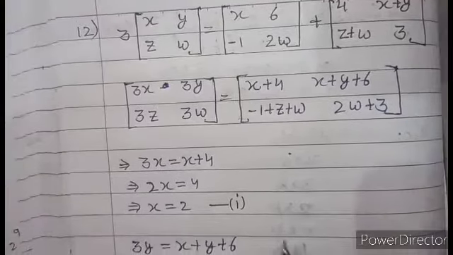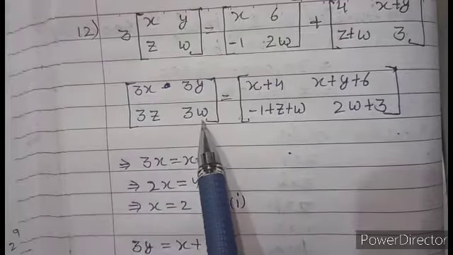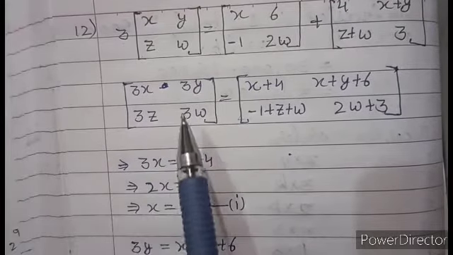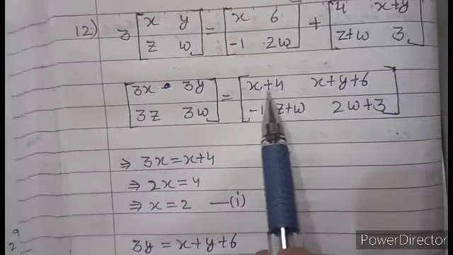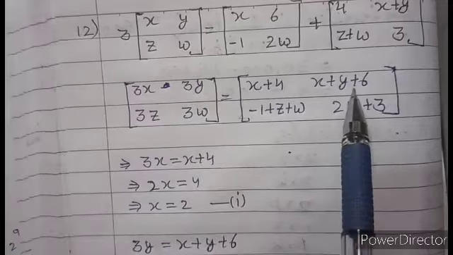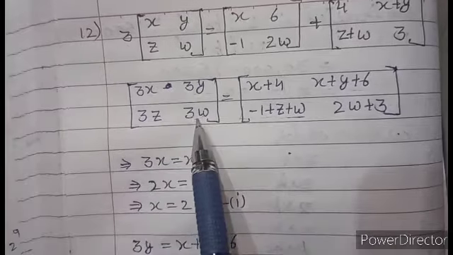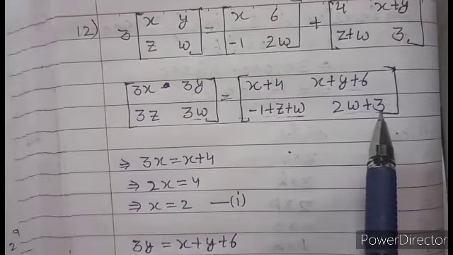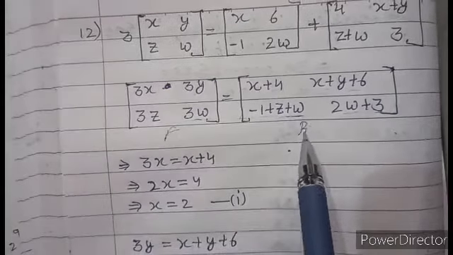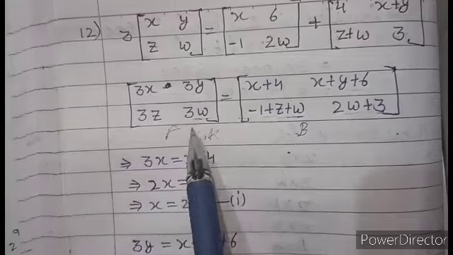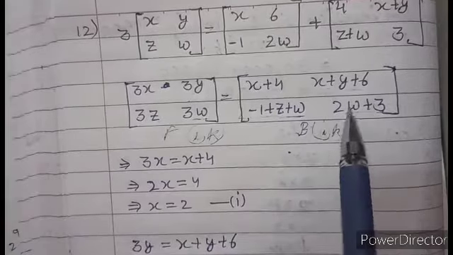Now as we know, two matrices are equal if they are of the same order and their corresponding elements are equal. Here both the matrices are of order 2 by 2. That means 3x will be equal to x plus 4, 3y will be equal to x plus y plus 6, 3z will be equal to minus 1 plus z plus w, and 3w will be equal to 2w plus 3. If this is matrix A and this is matrix B, the ijth element of matrix A will be equal to the ijth element of matrix B.